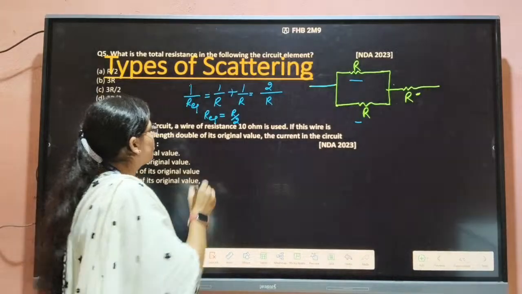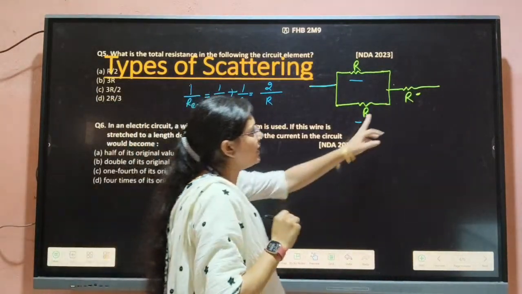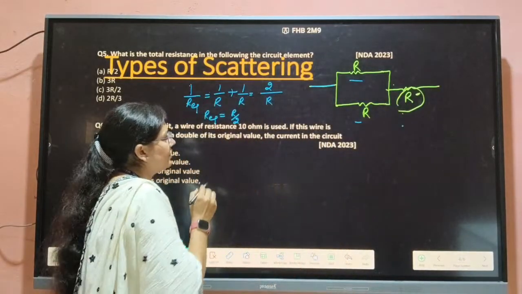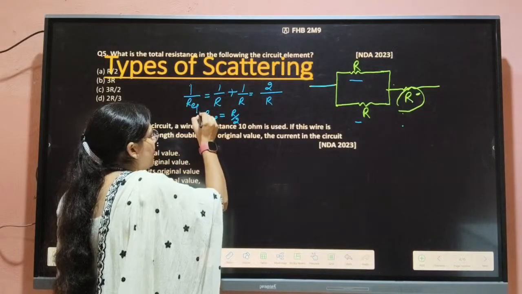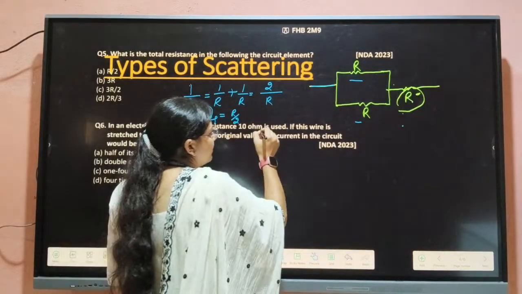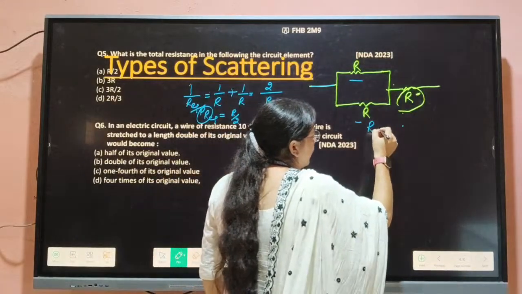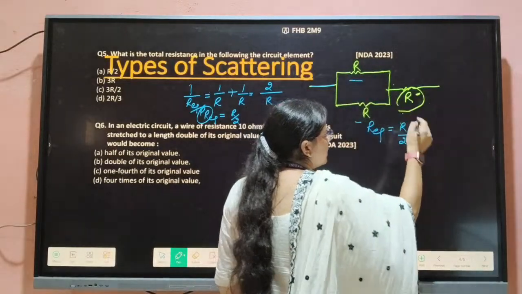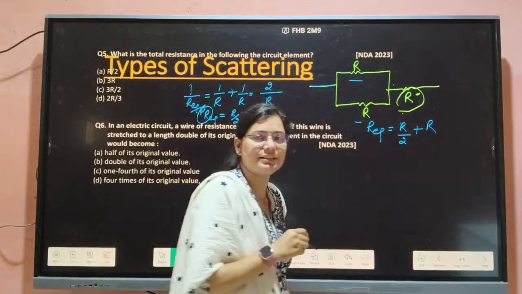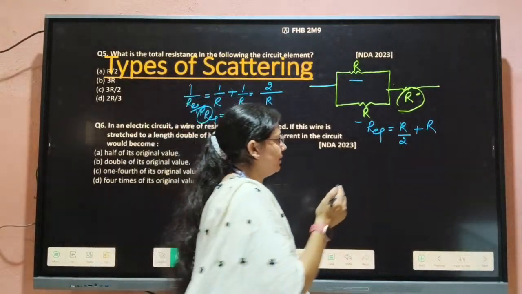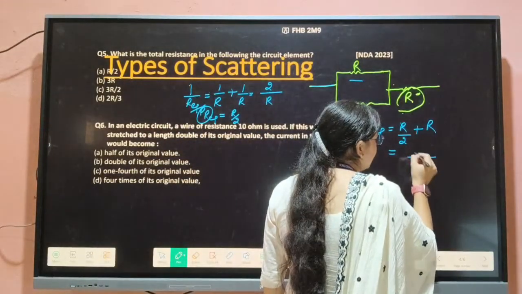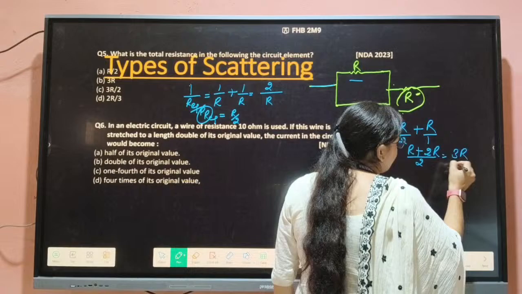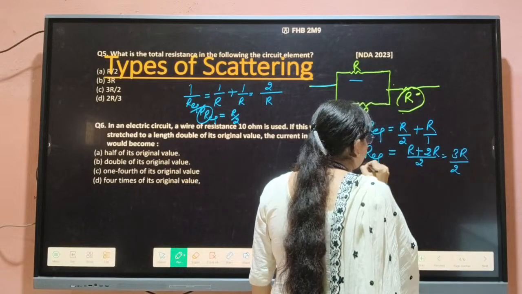This is for the parallel part. After that one more resistance is given, and this resistance will be in series with the R equivalent of the parallel part. Clear? So we add it here: R equivalent is R by 2, the equivalent resistance of both, plus R. In series we write R1 plus R2 plus R3 in this way. So take the LCM, and here will be R and 2R, so we can write 3R by 2. This is our R equivalent.